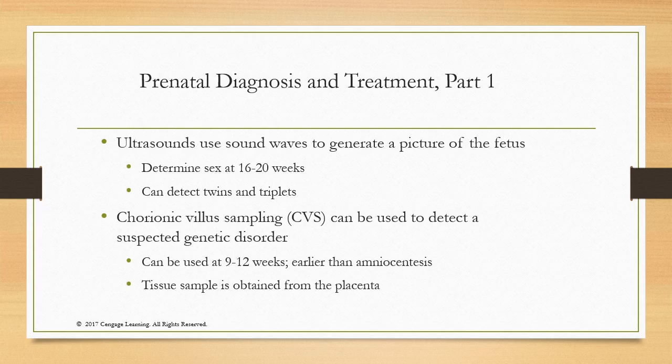So it's that picture. And then there are different types of ultrasounds. The ultrasound can be transvaginal, which I was talking about earlier with that wand, before the 16 to 20 weeks, or at this time it's the outside wand to look at the picture. Chorionic villus sampling, which is CVS, can be used to detect a suspected genetic disorder. You really want to understand these prenatal diagnoses and what they're going to screen for, and it's really important for the test. It can be used at 9 to 12 weeks, earlier than amniocentesis. Amniocentesis is probably the more common one you've heard of, but CVS can also detect suspected genetic disorders, and its tissue sample is obtained from the placenta.